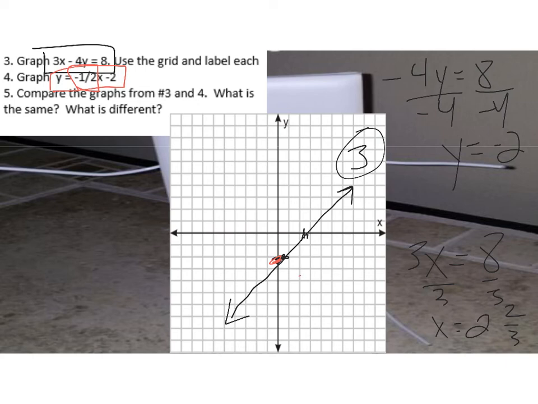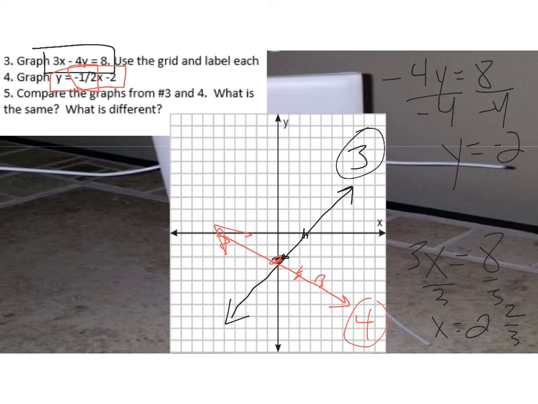Down 1 over 2. Somewhere, oh, I'm off a little bit. Down 1 over 2, right there. Down 1 over 2, right around there. Okay, so you can kind of get the point, connect the points there, and we have our line for number 4.